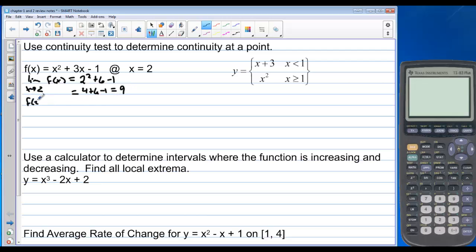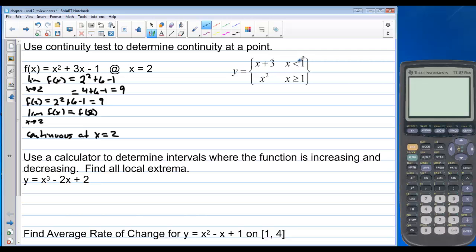And then we want to find the function value. F of 2 is equal to, well, we do the same thing. We have 2 squared plus 6 minus 1. That is also going to be 9. Then we make the statement that the limit as x approaches 2 of f of x is the same as f of 2. And that is the definition of continuity. So the function is continuous at x equals 2.